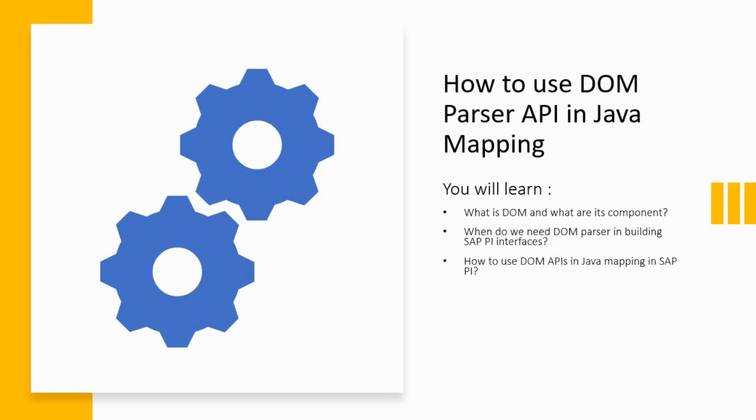I've started this tutorial series where I post videos related to SAP's integration technology, and today I'm going to discuss DomParser and its usage in SAP PI. So you are going to learn three things here. First, the introduction to DOM and what are its components, why do we need DomParser in building SAP PI interfaces, and when do we use the DomParser. How do we use DOM APIs in Java mapping in SAP PI?